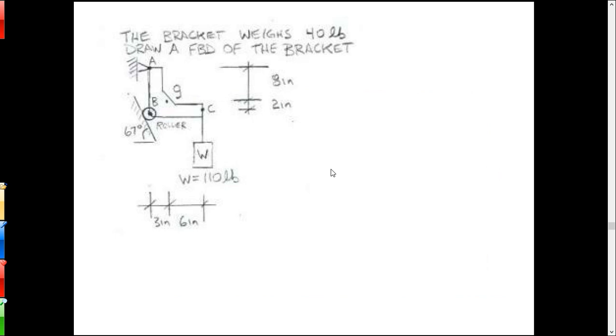All right, how about drawing a free body diagram of this picture here? This is a sketch. Now you can just draw the free body diagram right on the sketch. Okay, you don't have to make a new sketch of the bracket. You can just put the forces right on there.